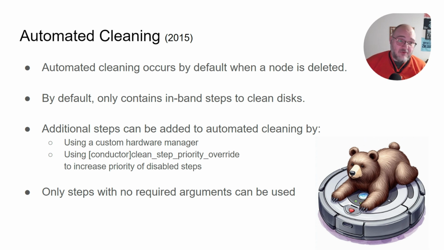You can add a custom hardware manager like we just talked about if you need to add your own steps, or if you want to add some steps to automated cleaning that are disabled by default, you can adjust conductor clean step priority override to increase the priority of disabled steps or to decrease the priority of steps that you don't want to run. And only steps with no required arguments can be used.